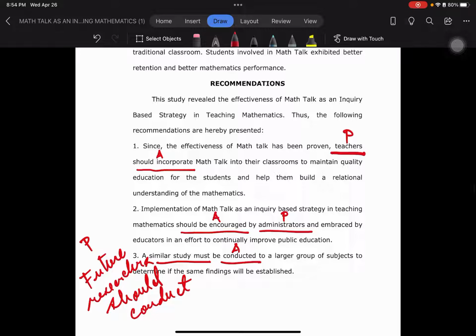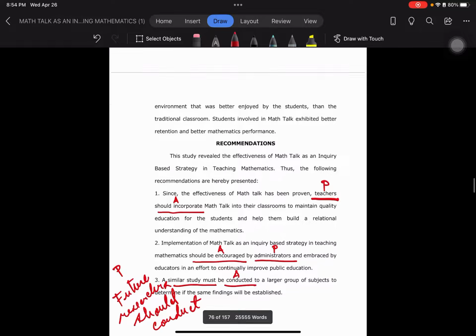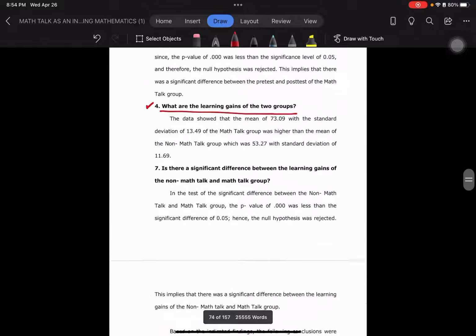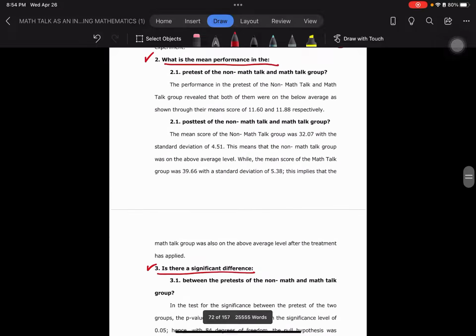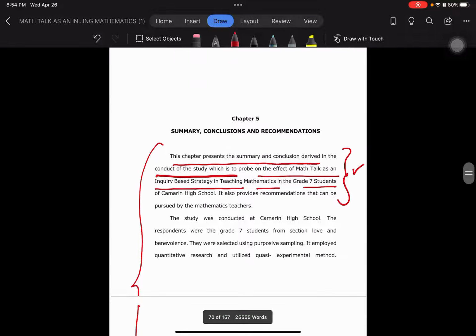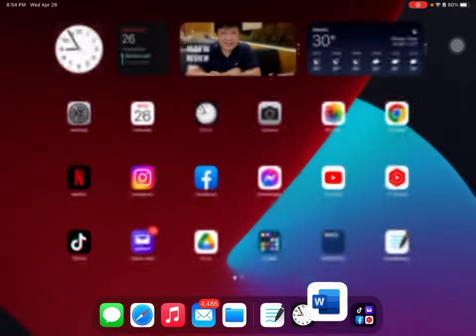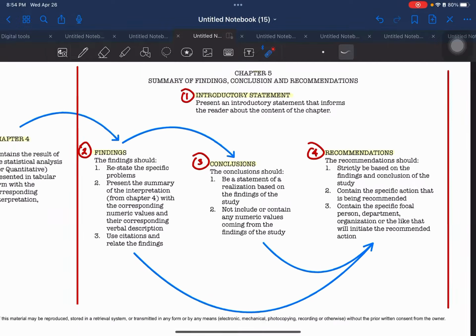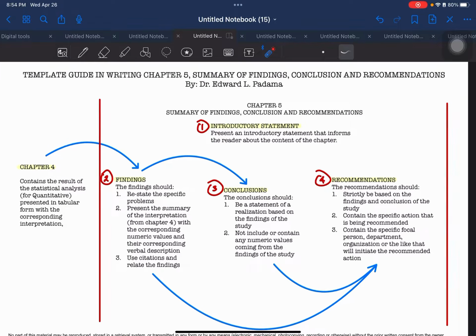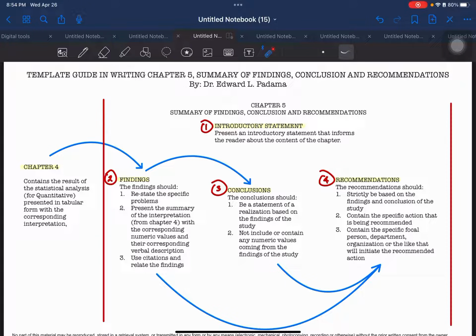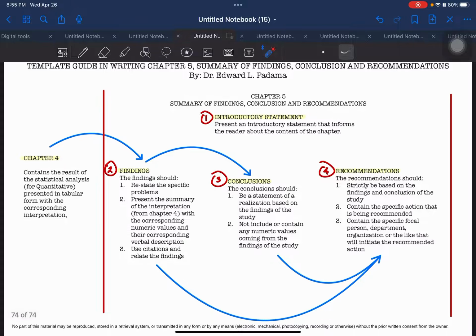Okay? So at least you were able to identify the parts of chapter 5, and you were able to check if these were observed in an actual manuscript. So again, I hope you were able to get something out of this template guide that I developed. So you can easily write chapter 5 when you are already in this particular stage of your research writing.